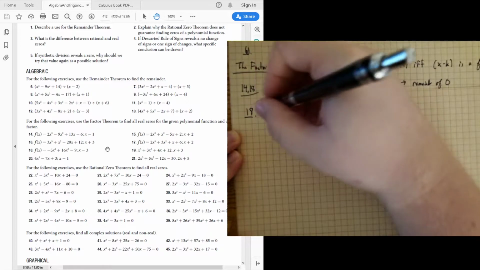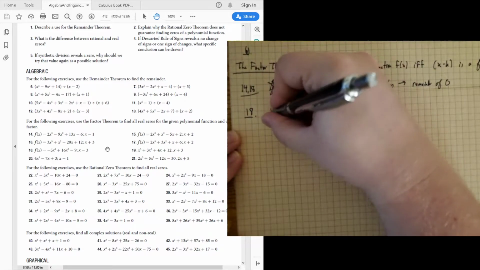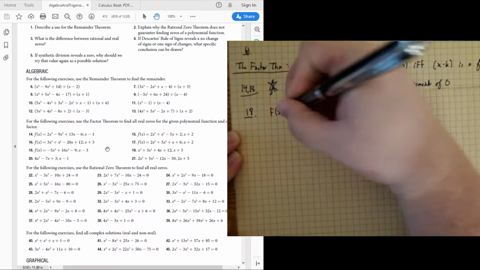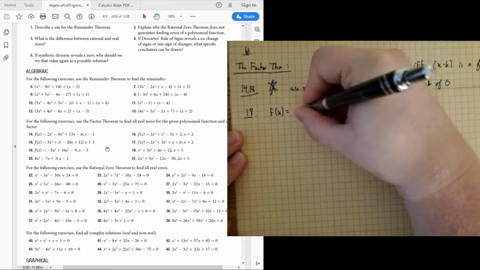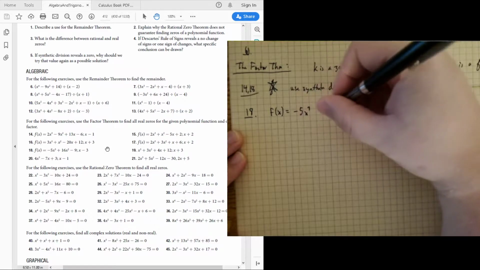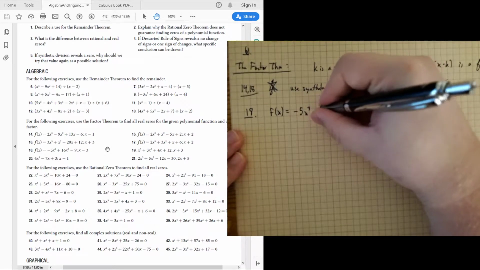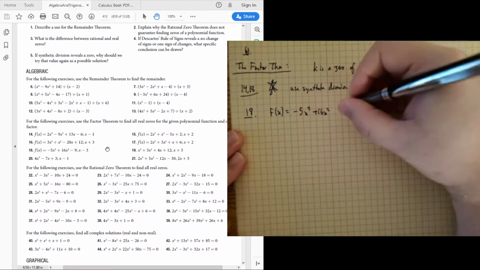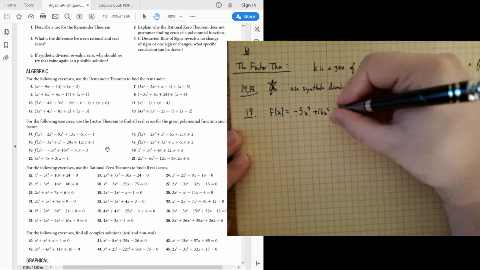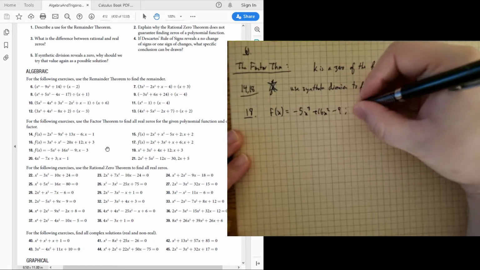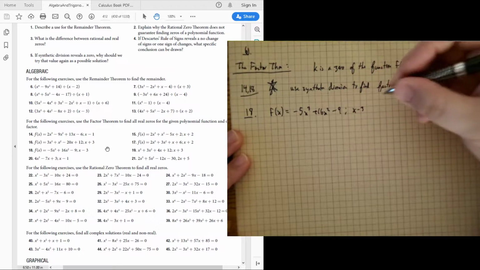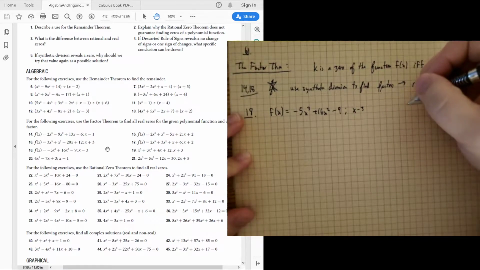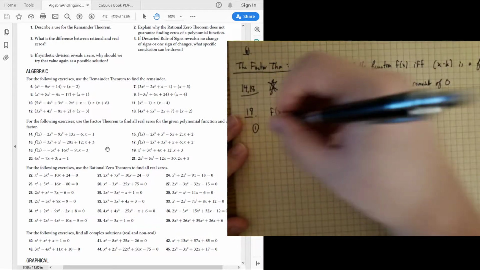Number 18 has f of x is equal to negative 5x cubed plus 16x squared minus 9. And the factor we're looking for is x minus 3. Okay. Step 1, synthetic division.